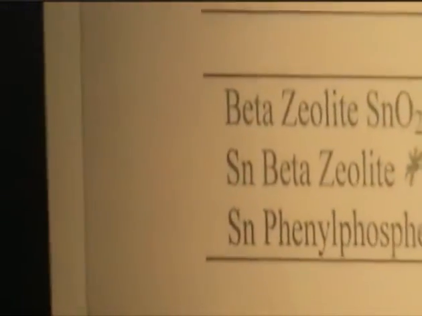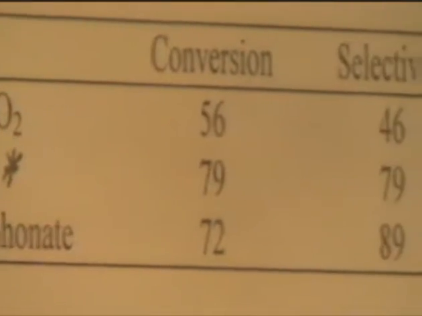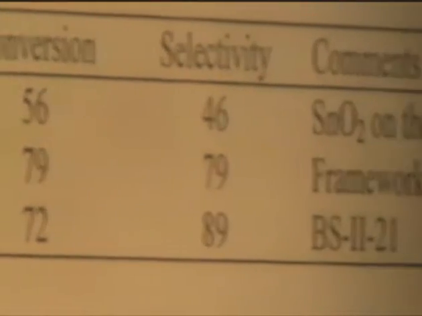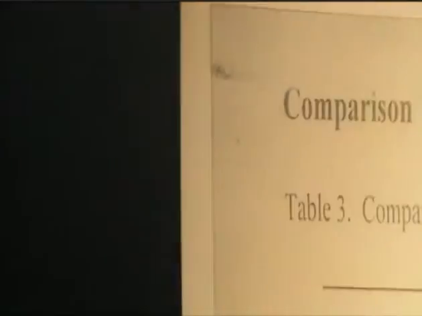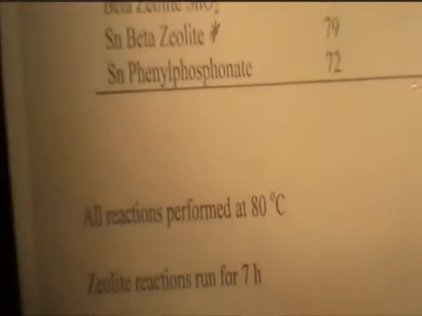So our comparison with tin beta as a zeolite conversion, see this one, I put an asterisk, I should have said something down here. The run was for 7 hours, not 4 hours. And our run here with the tin phenylphosphonate, this particular run, which we tried to duplicate his work on the beta zeolite, we got a 72% conversion, 89% selectivity in 4 hours, and they did 7 hours, okay? So ours was a 4-hour run, his was a 7-hour run.